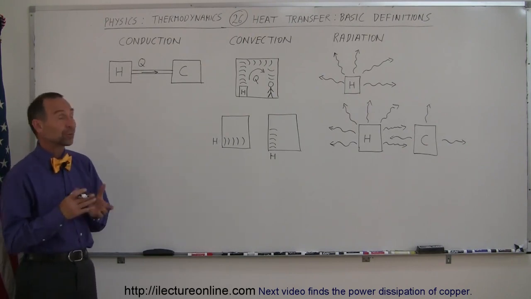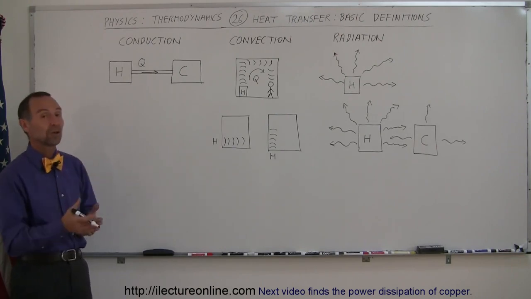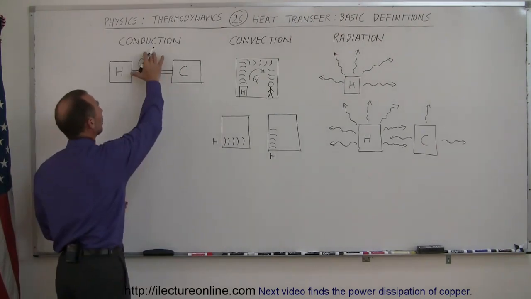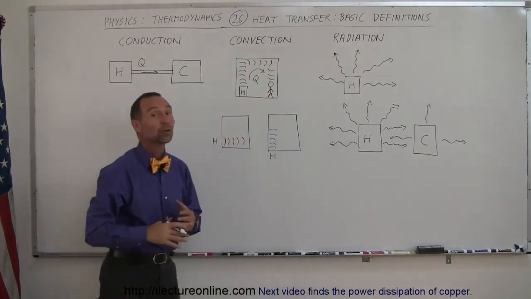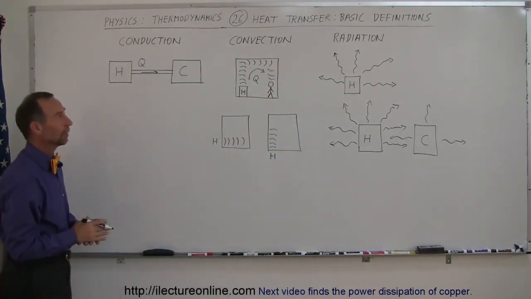Now in nature there are three main ways in which heat can be transferred. One is called conduction, the other one is called convection, and the third one is called radiation, and all three occur in nature at all times.